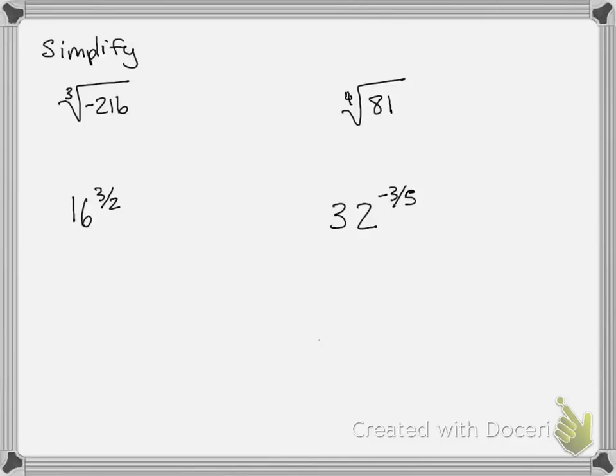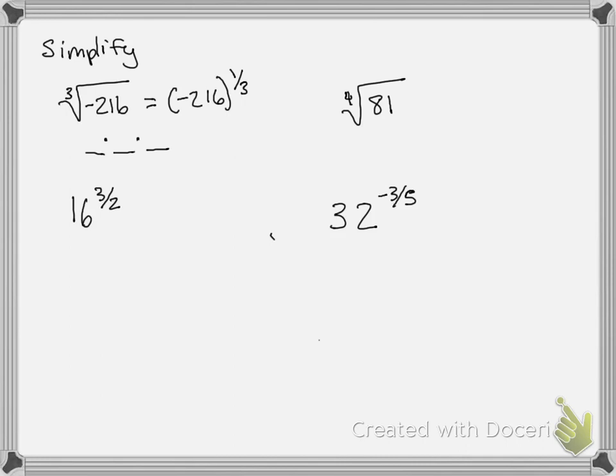So we're going to simplify some radical expressions. Start off by rewriting this first one, the cube root of negative 216. I can rewrite this as negative 216 to the 1/3 power. And what I'm looking for is some number multiplied by itself 3 times, and that'll be the answer to the cube root of negative 216.